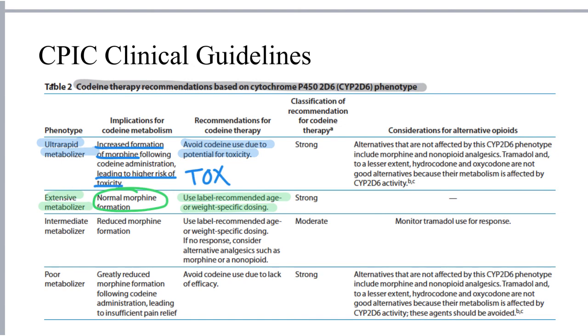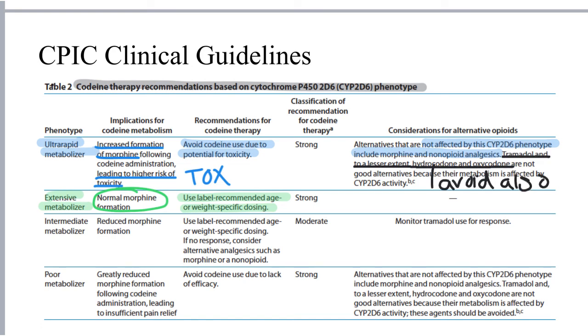In this case, any alternative opioid that is not metabolized by CYP2D6 is a reasonable alternate, including morphine as well as the non-opioid analgesics. Even though we've been discussing primarily codeine here, other drugs that are metabolized to their more active metabolite by CYP2D6, including tramadol, hydrocodone, and oxycodone, are not good alternatives because their metabolism is also affected by CYP2D6 activity.